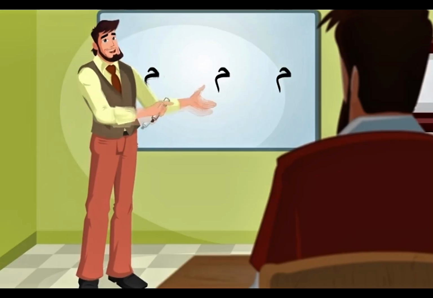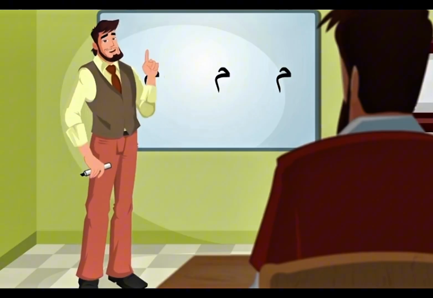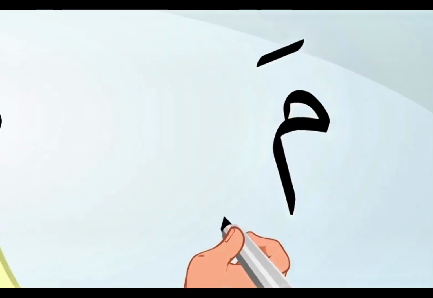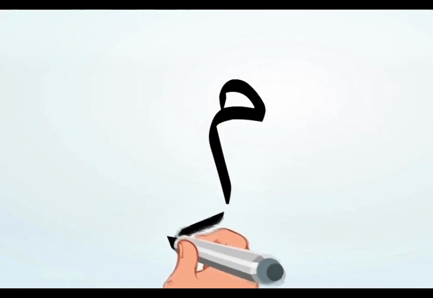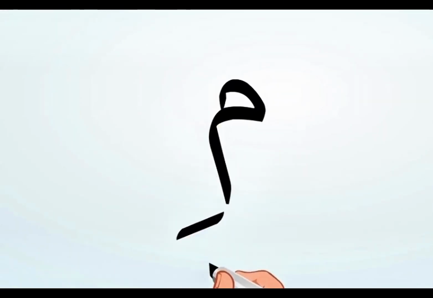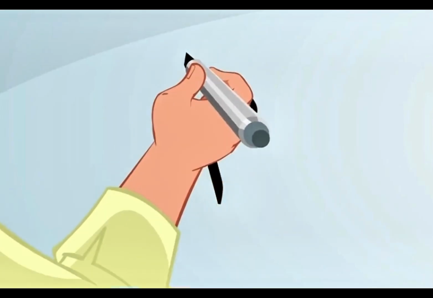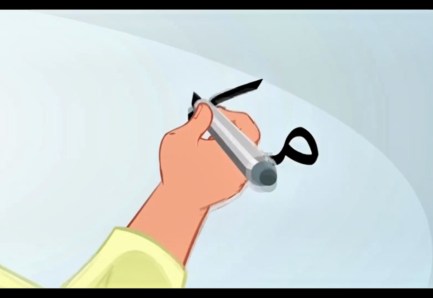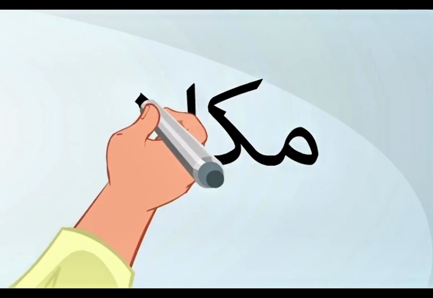How to pronounce the letters with short vowels: fath, kasr, and dam. ما, mi, مو. This is how we write mim at the beginning of the word, like this example: makan, which means place.